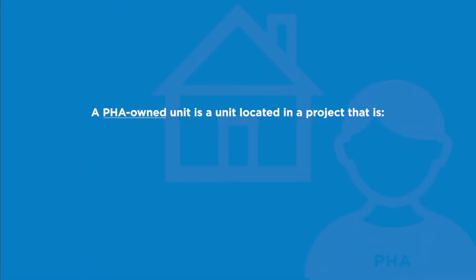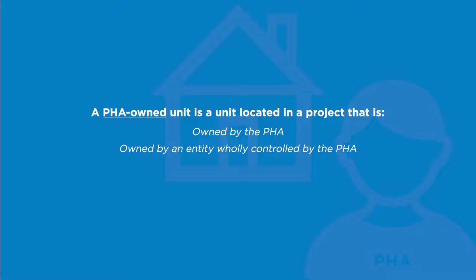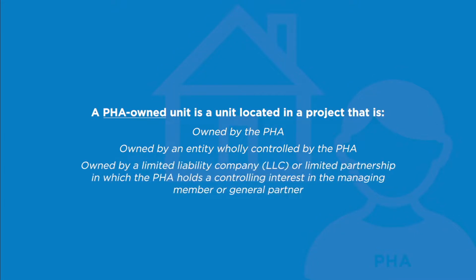A PHA-owned unit is a unit located in a project that is owned by the PHA, including the PHA having a controlling interest in the entity that owns the unit, owned by an entity wholly controlled by the PHA, or owned by a limited liability company, LLC, or limited partnership in which the PHA, or an entity wholly controlled by the PHA, holds a controlling interest in the managing member or general partner. So now we will look at what it means to have a controlling interest.